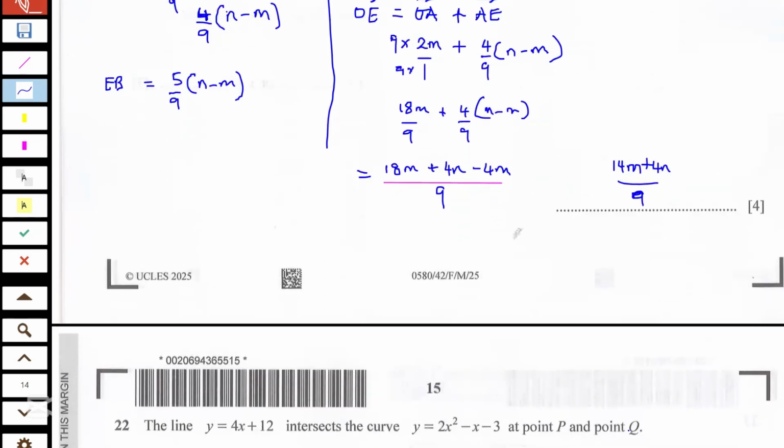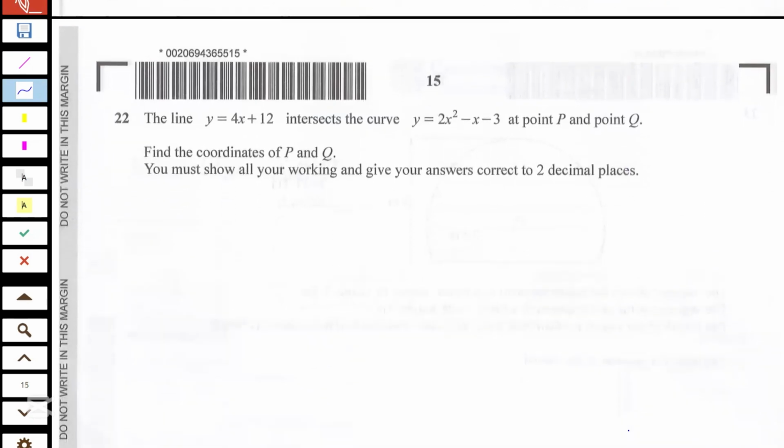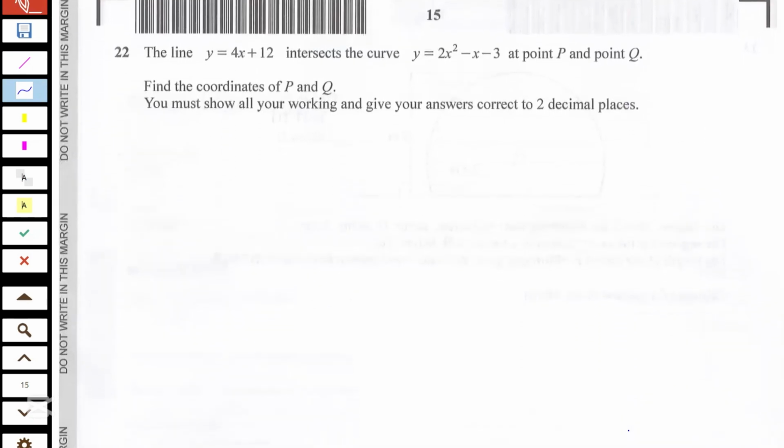Now to the next question, number 22. The line y equal to 4x plus 12 intersects the curve y equal to 2x squared minus x minus 3 at points P and Q. Find the coordinates of P. You must show all working and give your answer correct to 2 decimal places. Now we have a linear equation and a quadratic function.